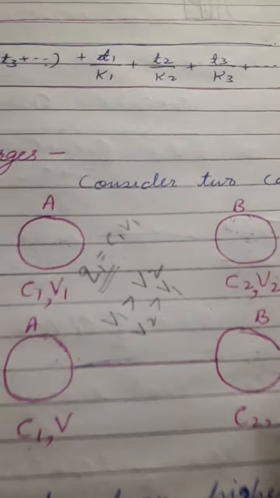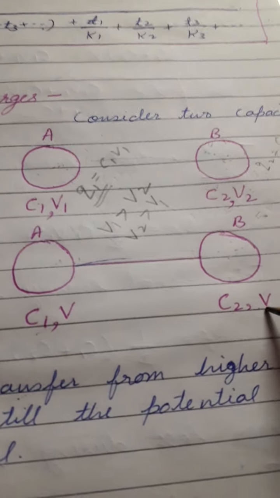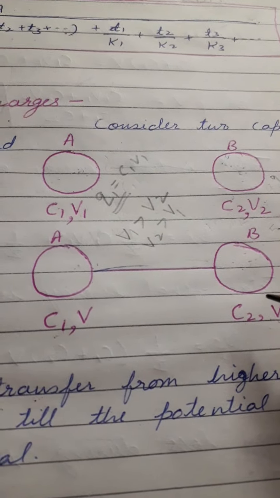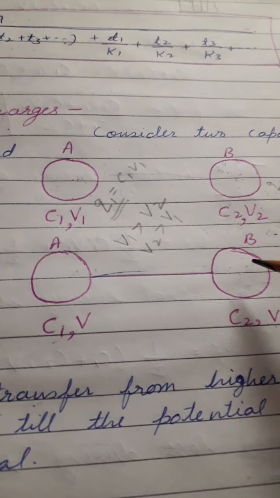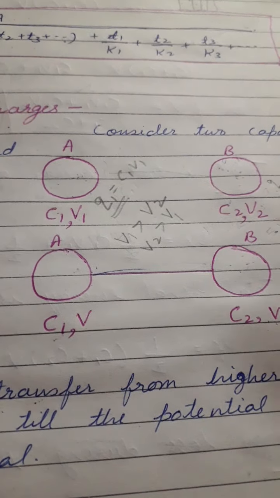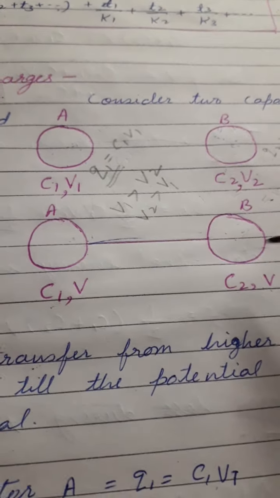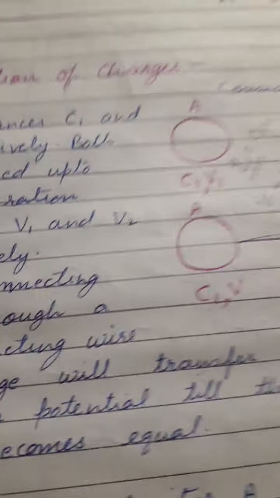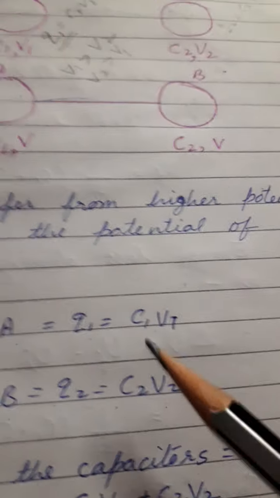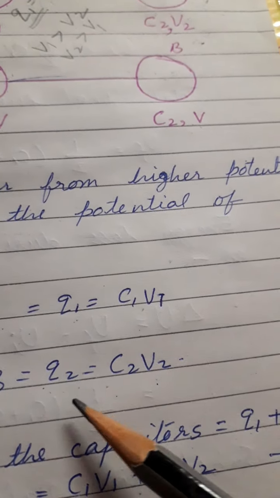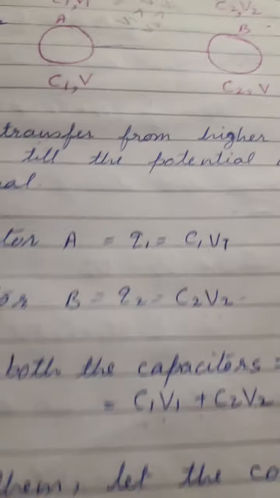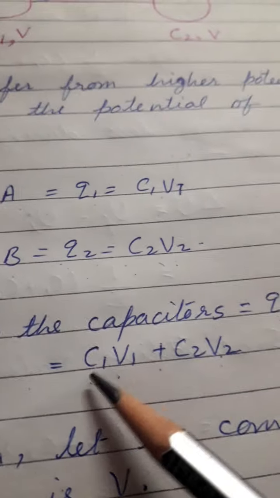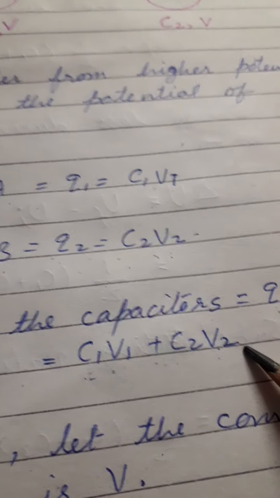So now what will be the common potential V? This we have to determine, and also the energy loss during the total process. That means during connecting the two capacitors, how much energy will be lost when charge is transferring from one capacitor to another capacitor. So let's turn to the concept. I have written charge on first capacitor is C1 V1, charge on second capacitor is C2 V2. So total charge in both the capacitors will be equal to Q1 plus Q2, and that will be equal to C1 V1 plus C2 V2.